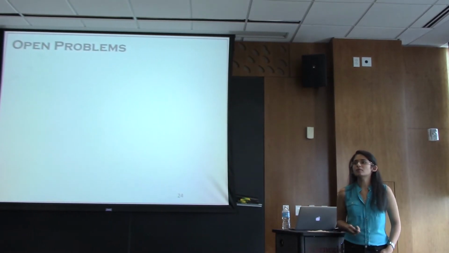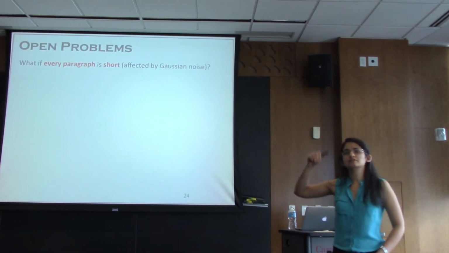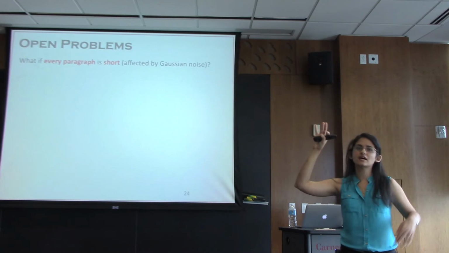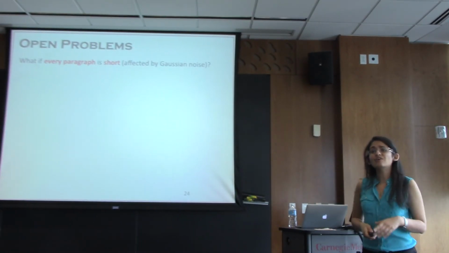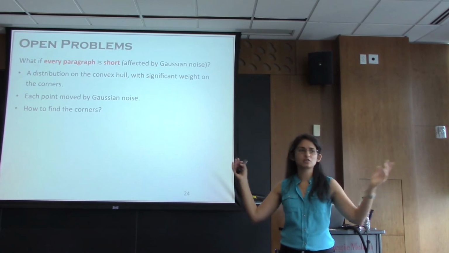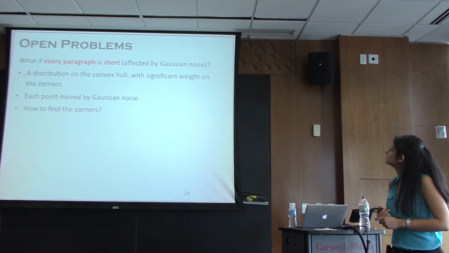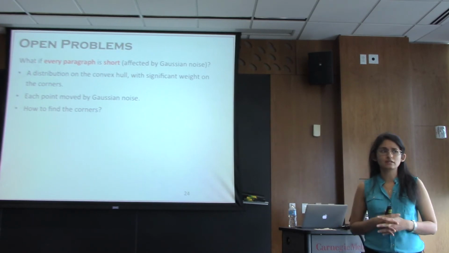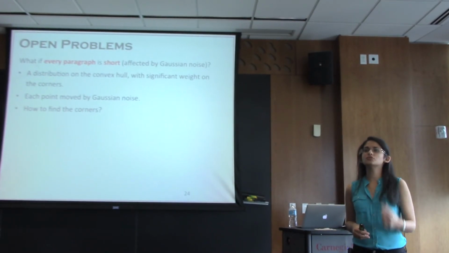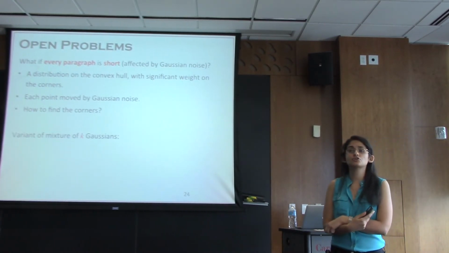One open problem that I find very interesting is: what if all the paragraphs were short? Or as we said, every single paragraph was affected by the noise. Because we assumed that some paragraphs were still long, and that really helped us recognize which points were far outside of the convex hull. So now we can't do that trick. Maybe a simpler way to think about this is to forget about documents, forget about topic modeling. Let's say you have a distribution over a convex hull of some points, and there's significant weight on the corners of this convex hull. Each point, you first draw it from this distribution, and then you move it by a Gaussian noise. Can you recover those extreme points? This is actually a variant of a problem called mixture of K Gaussians.